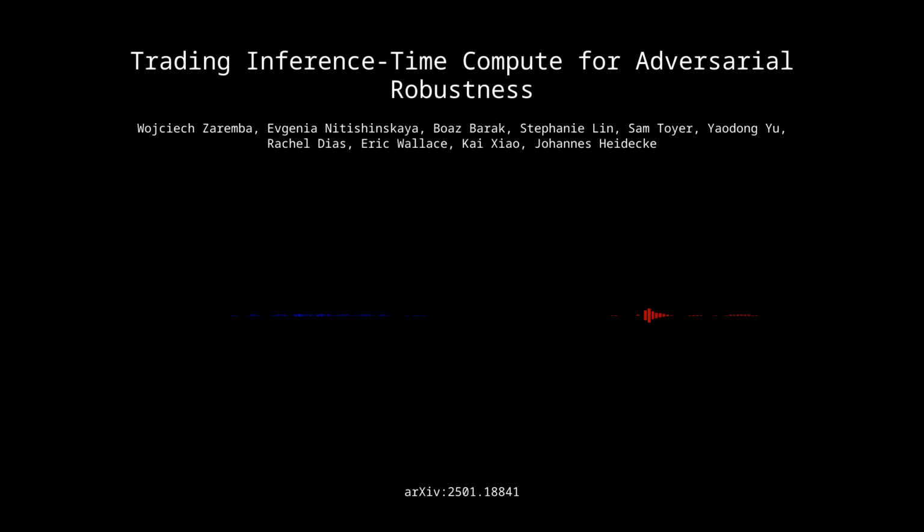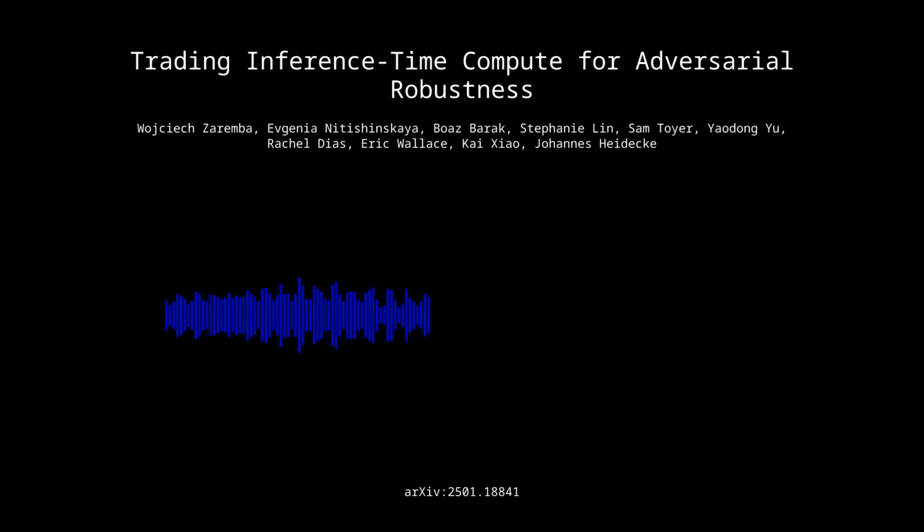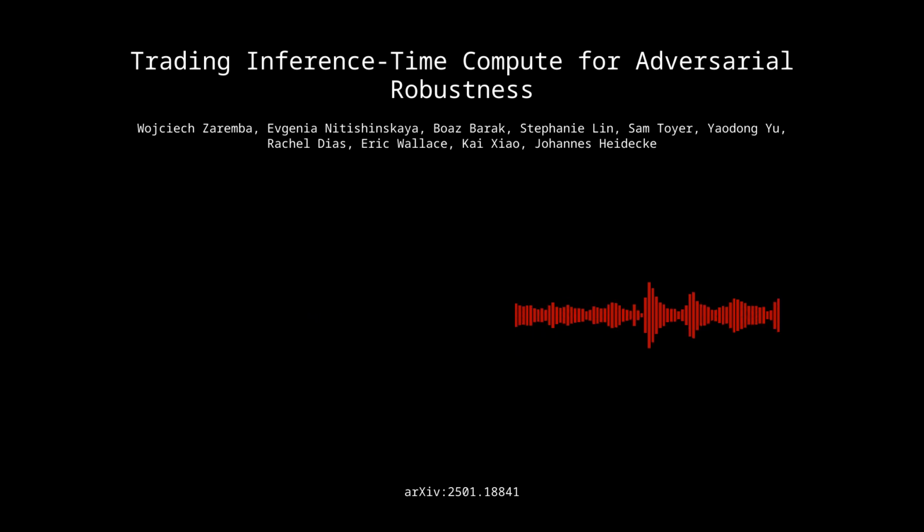That's right. The paper is titled Trading Inference-Time Compute for Adversarial Robustness, and it's by Wojciech Zaremba and others. It explores whether increasing computational resources during inference can lead to better adversarial robustness. So instead of focusing on adversarial training techniques where we're actually modifying the model itself, this research is exploring leveraging just raw computational power during the inference stage.